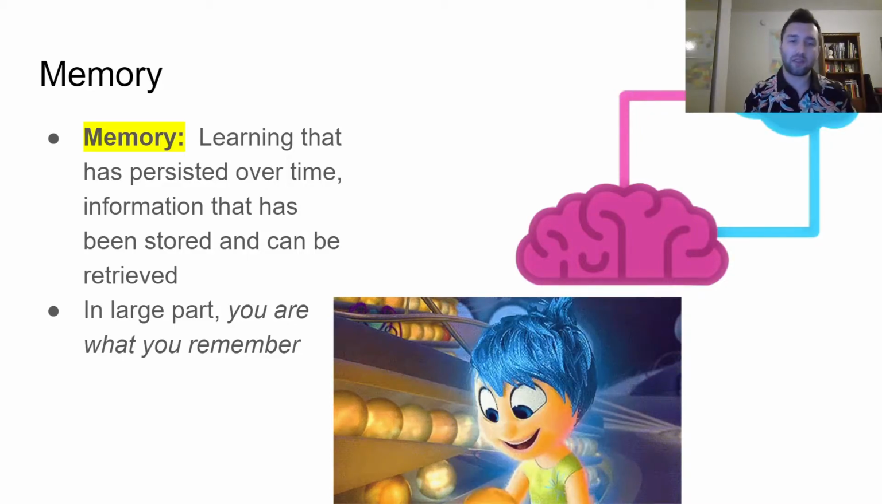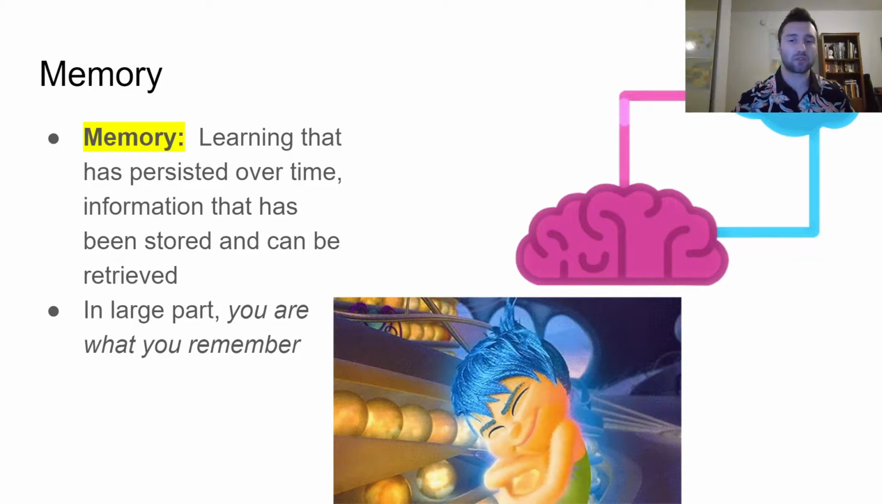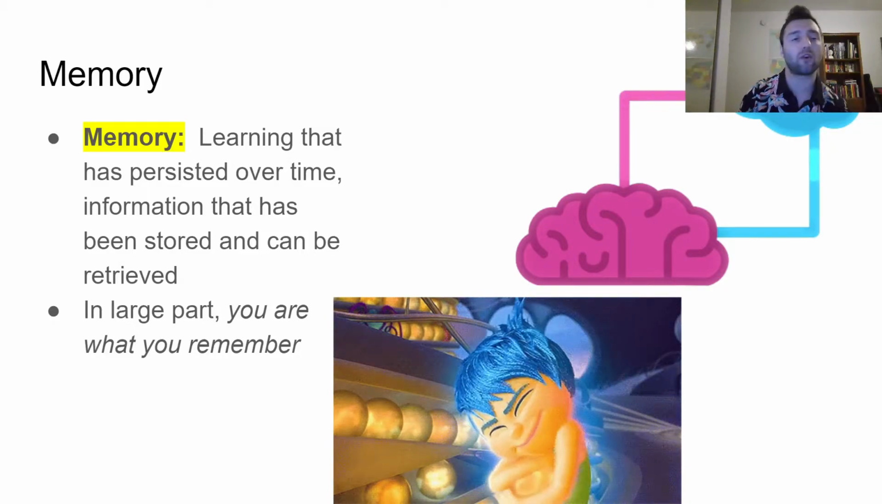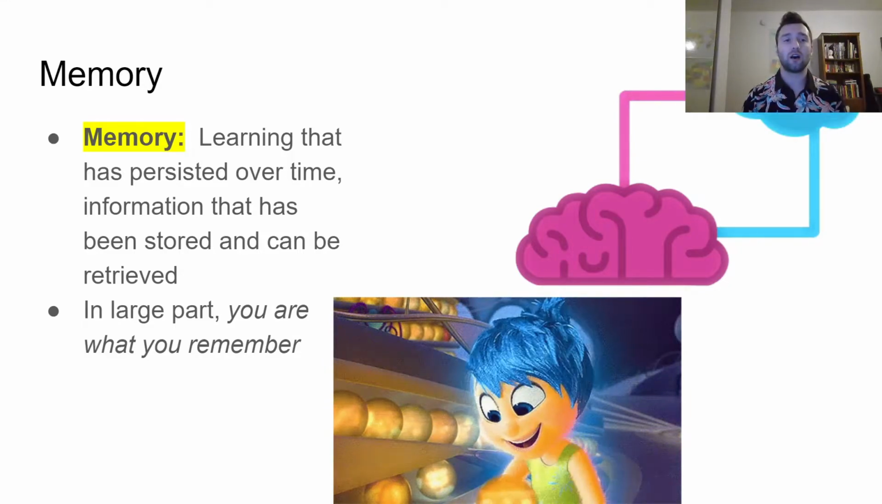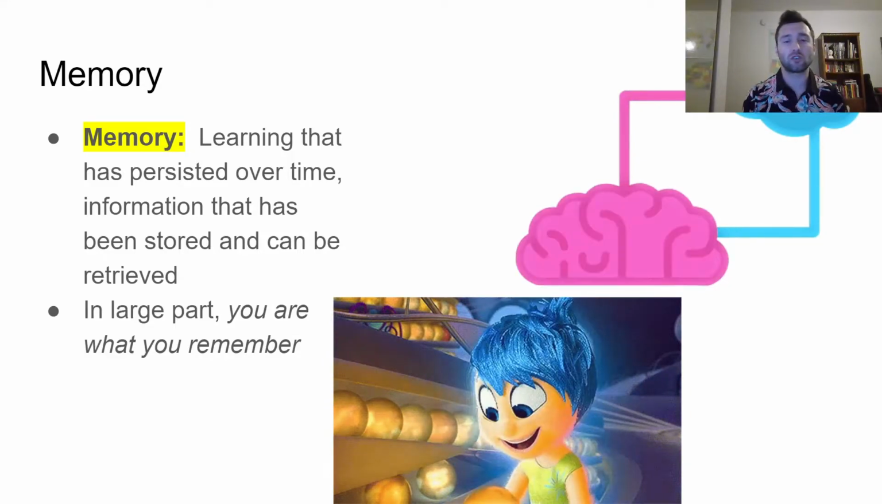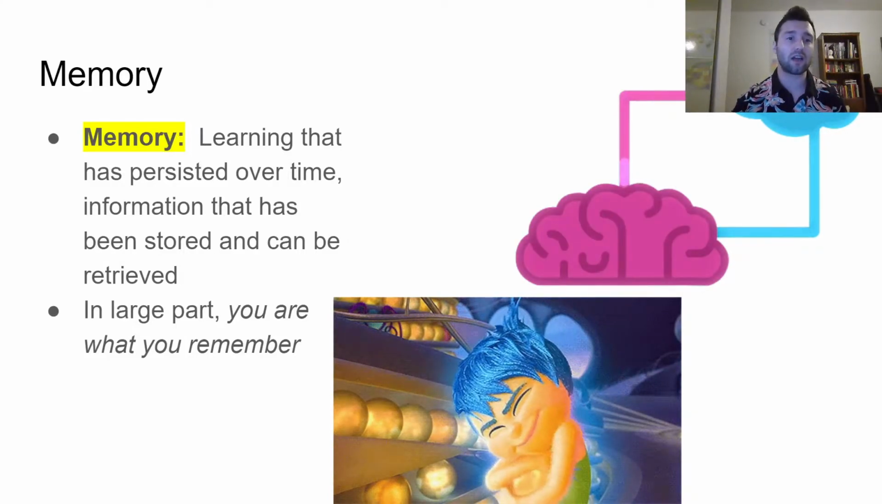So memory, and the way we're going to define it in psychology, is learning that has persisted over time. Okay, it's information that has been stored and can be retrieved. So again, we've already talked about learning. We talked about how basically we've learned to associate things. Basically, memory is just learning that we've kept a hold of. Now, how long that is depends. Okay, we can remember something for a short amount of time. We can remember something for our entire lives.